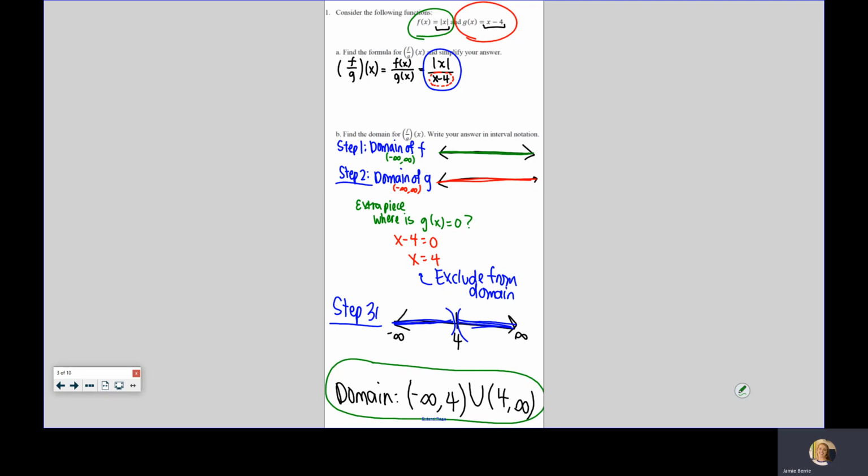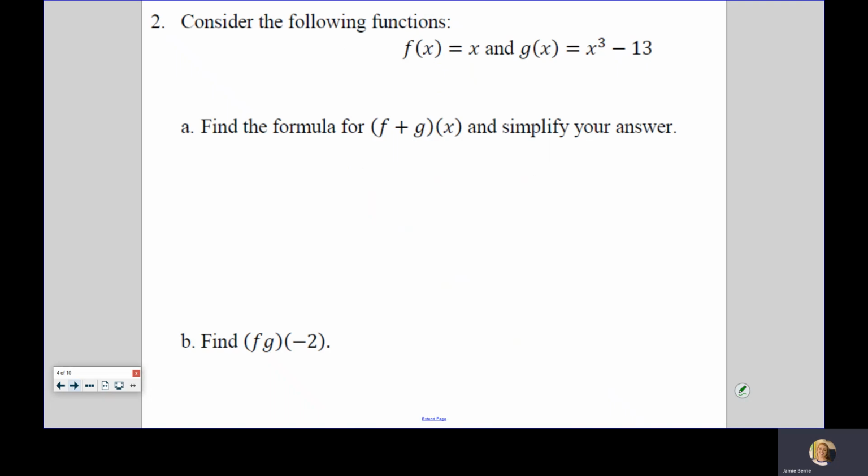All right, let's look at another example with different functions. So still working with some pretty easy functions here. f of x equals x, and g of x is x cubed minus 13. You can see on this example, we're not finding the domain. We won't have to worry about that.